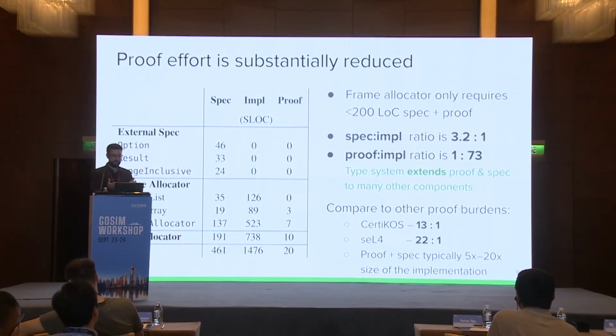If you want to compare this to other proof burdens, like CertiKOS and seL4, typically we see things that are around 5 to 20 times larger than the size of the implementation. So in this case, we are significantly smaller than that.